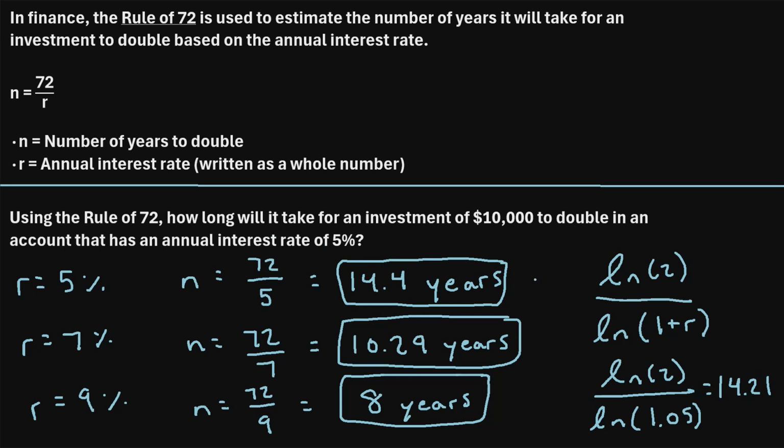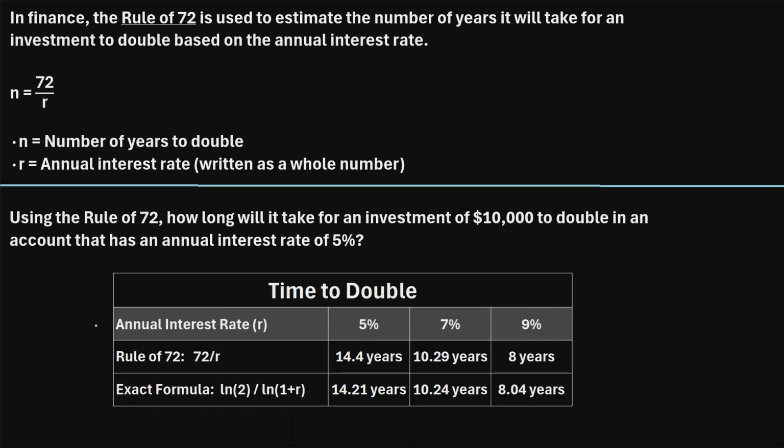Just to show you how well the rule of 72 actually works, I'll show you the following table. So this table shows, based on the annual interest rate, how long it will take for an investment to double using the rule of 72 and using the exact formula. So if we just look at these columns, we can see that the rule of 72 does a pretty good job of estimating how long it will take for an investment to double compared to using the exact formula. So I just wanted to show this table to illustrate how well the rule of 72 actually works.